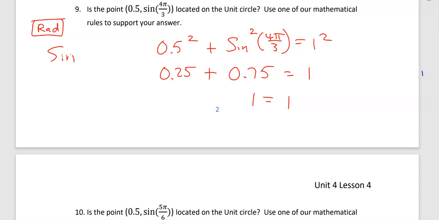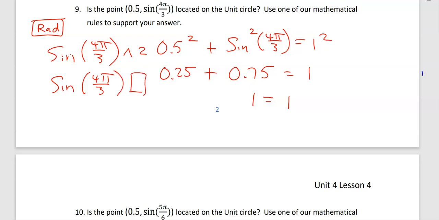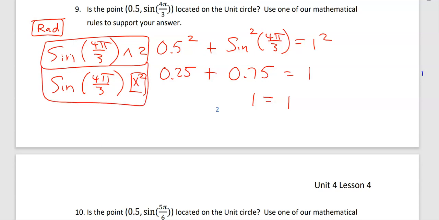In your calculator, again, make sure that the setting's in radians. You type in sine of 4 pi over 3, and then the caret key or the x squared key, however you want to do that. This would be kind of the keystroke on my calculator to get the answer. So there are a couple of ways of doing it. Either way, you should get 0.75.